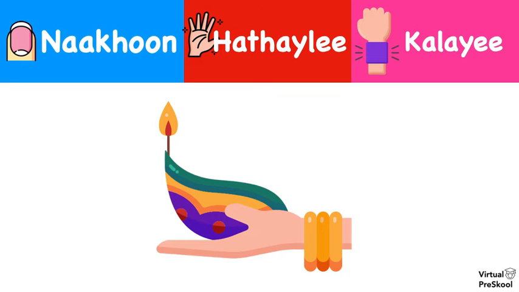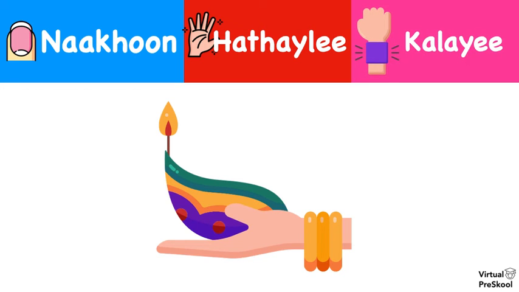This problem also has two answers. She is holding a diya in the palm of her hand and she's wearing bangles on her wrist. What's palm in Hindi? Is it nakhun, hatheli, or kalai? Palm is hatheli. And what's wrist in Hindi? Is it nakhun, hatheli, or kalai? Wrist is kalai. Great work!